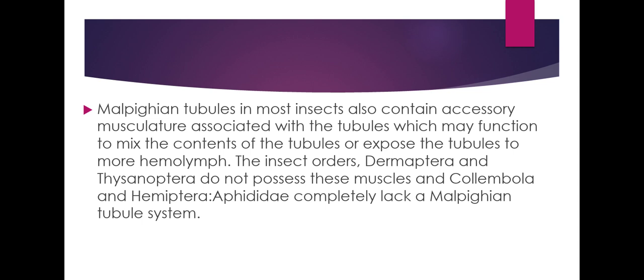Most insects contain accessory musculature associated with the tubules, which may function to mix the contents of the tubules or to expose the tubules to more hemolymph. The insect orders Dermaptera and Thysanoptera do not possess these muscles, and Collembola and some Hemiptera like Aphididae completely lack a Malpighian tubule system.